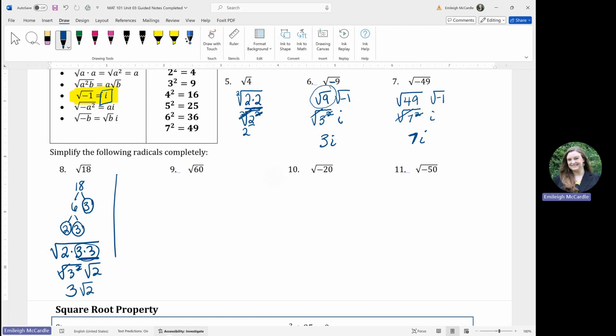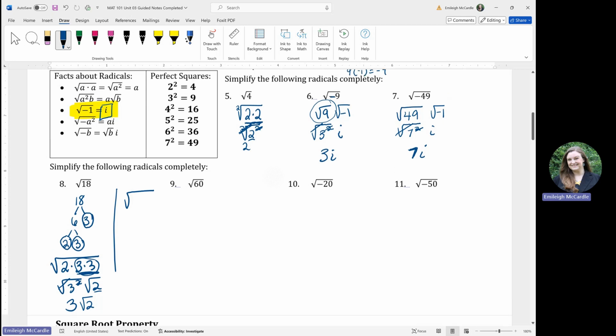I kind of say, I know this is silly, but pairs can go out of the house together, but singles have to stay in the house by themselves. Kind of depressing, but if it helps you understand this, great. So this answer would be 3 square root of 2. So the only time you can take it out from under the radical is if there's a pair attached with it. The other way to think about this is, can I find a perfect square within 18?